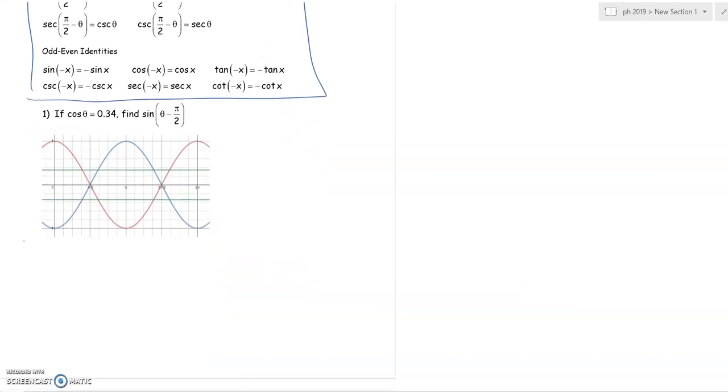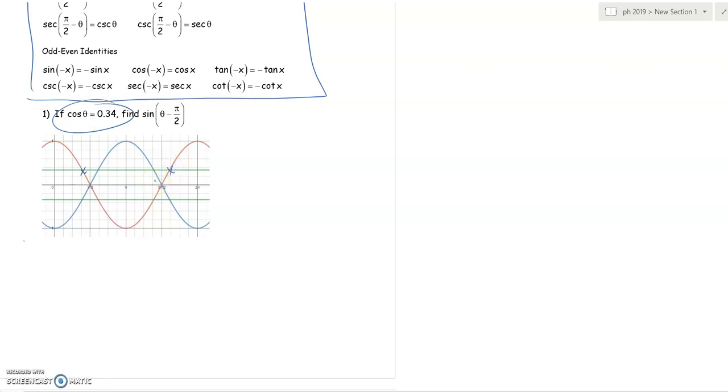at the first example, it says cosine theta equals 0.34. Find the sine of theta minus pi over 2. Well, one thing is you could take a look at the red function, that's the cosine function, and the blue function, that's the sine of theta minus pi over 2. So if you look at your red function, because again, they're saying the cosine of theta is 0.34.